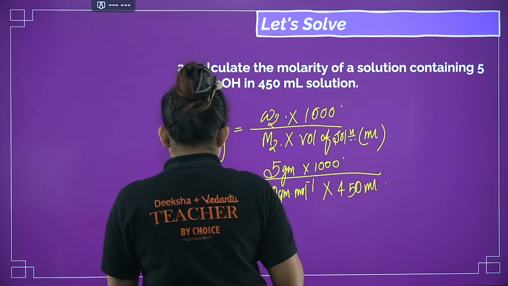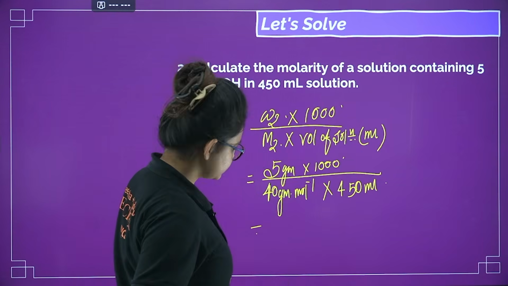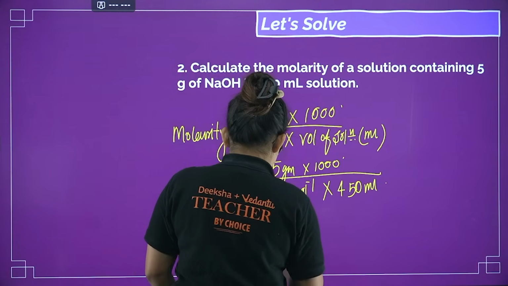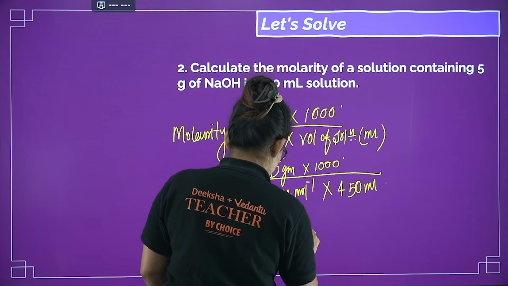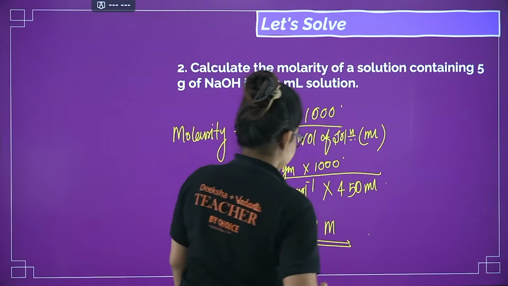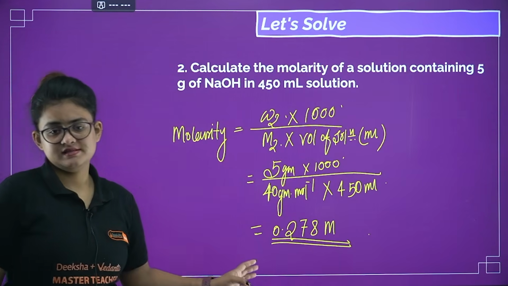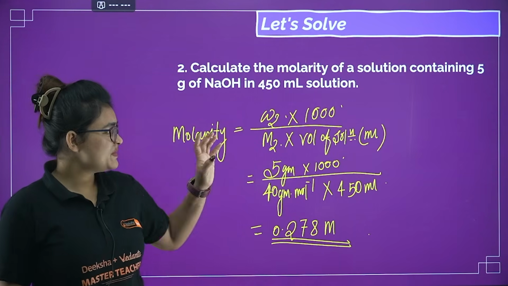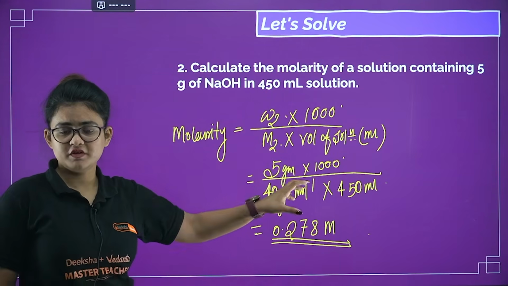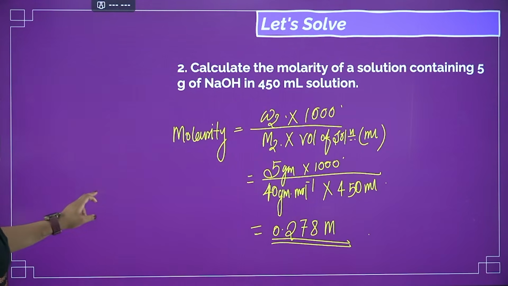So from here if you calculate the entire thing, it will come up to be 0.278 molar. Okay, so that's going to be your answer. I guess it's clear to you. I just put the formula, put the values, and did the calculation, that's it. Okay, so yes, let's proceed further.